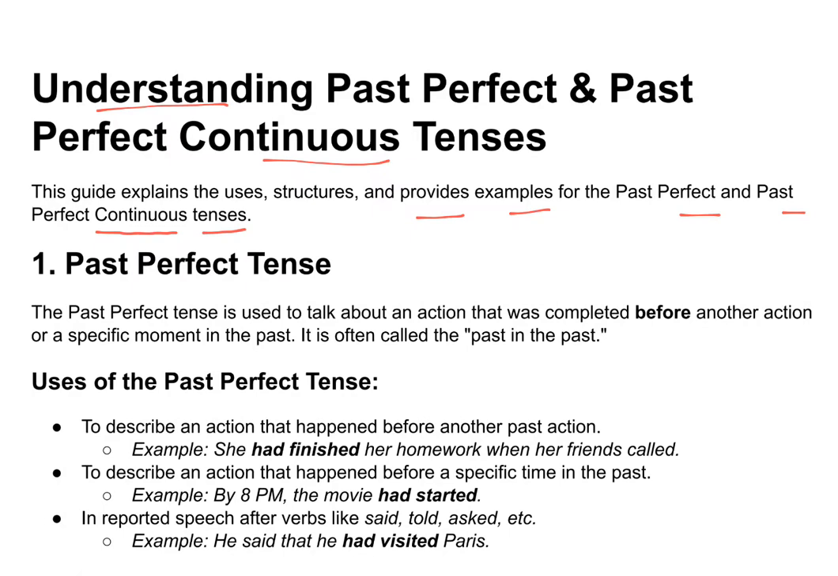First, we discuss past perfect tense. The past perfect tense is used to talk about an action that was completed before another action or a specific moment in the past. It is often called the past in the past. Here are the two main points.